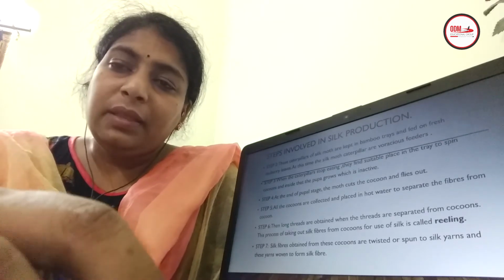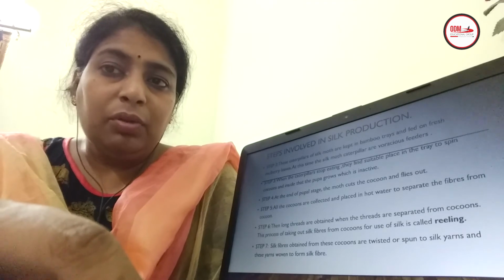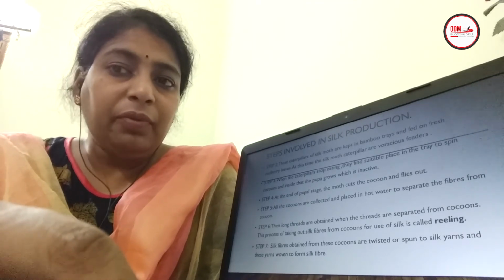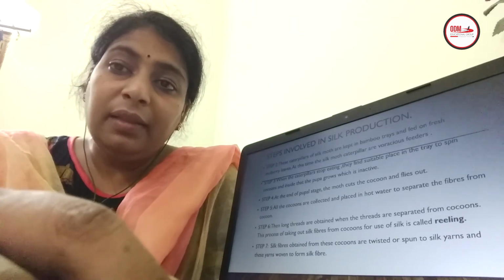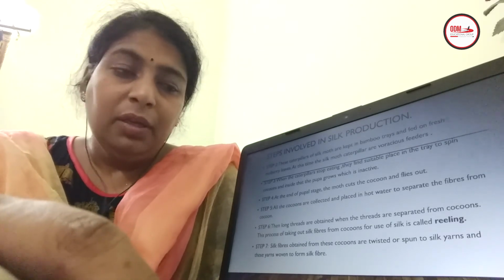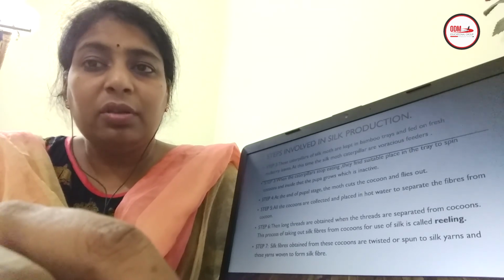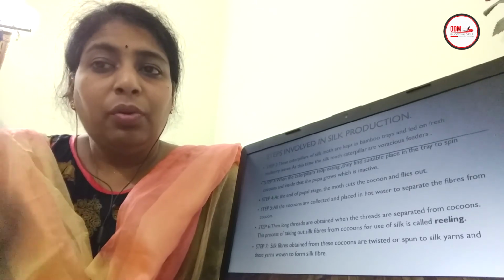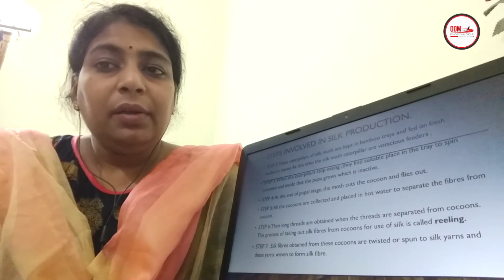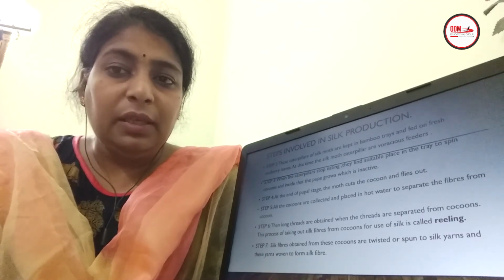These people spend most of their time putting their hands into chemicals and taking out the cocoons, so they suffer from skin infections, and they inhale the foul smell every time. That is why they also suffer from respiratory disorders known as bronchitis and asthma. So basically these are the processes by which silk production is done from the silkworm.